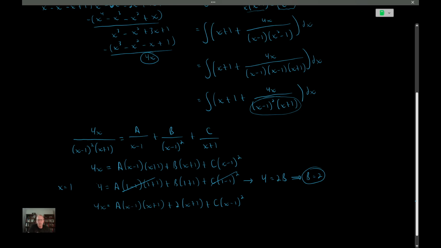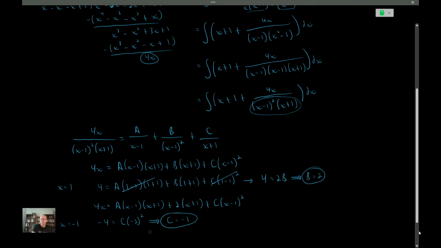All right, now what's another convenient value we could pick? Well, the idea is you want to zero out at least one of your terms if possible. So if we pick -1, that will zero out a couple of terms. So you have -4. This one is going to go away because when you plug in x there, you get 0. This will go away because when you plug in -1, you get 0. And so we end up with c times -2 squared, which of course is 4, and that gives us c is -1.